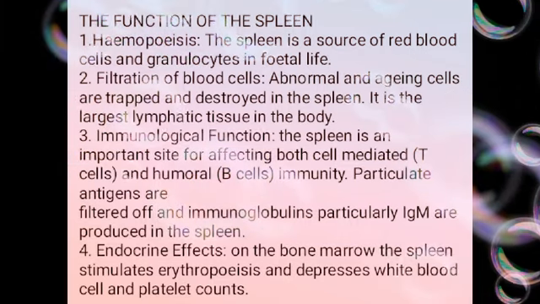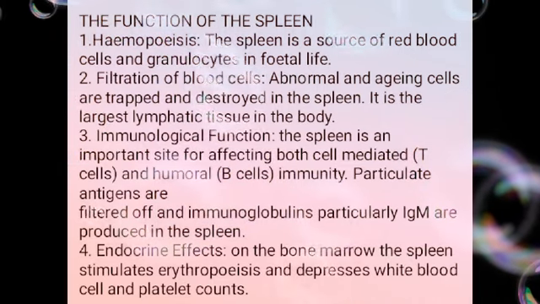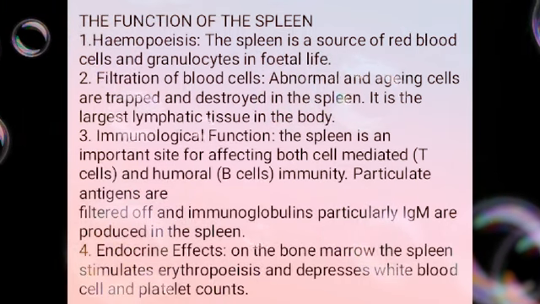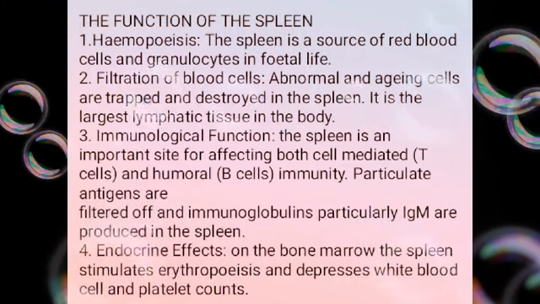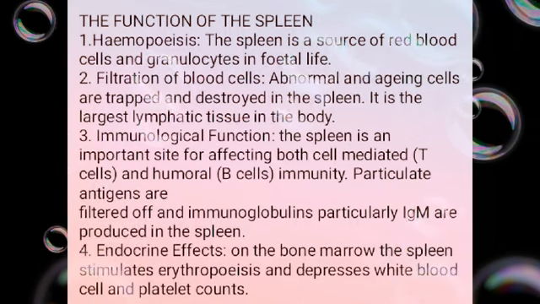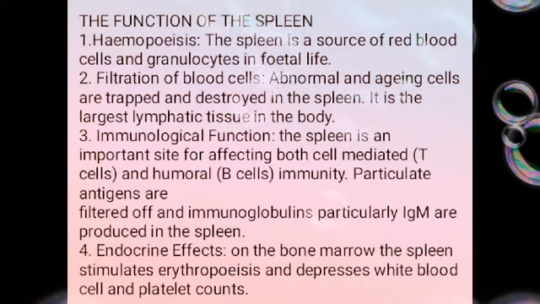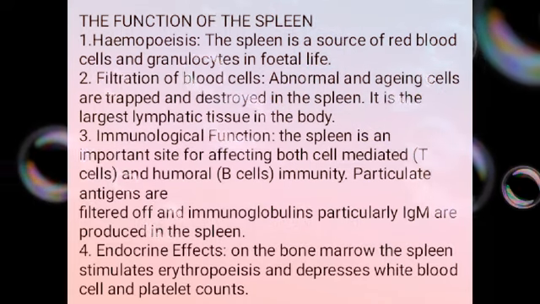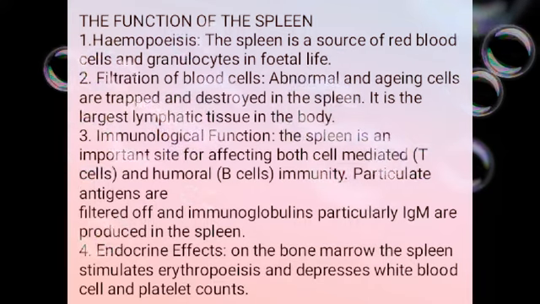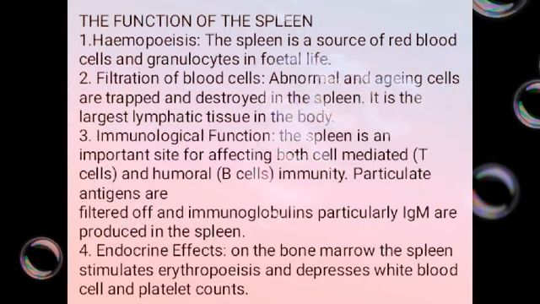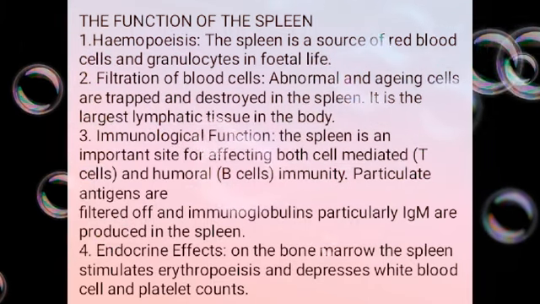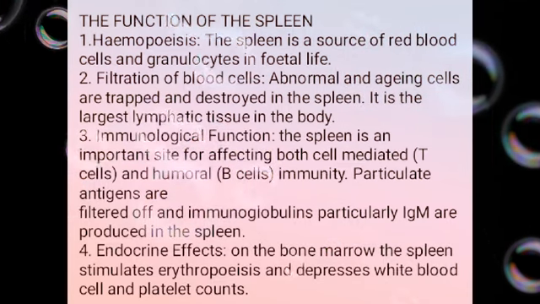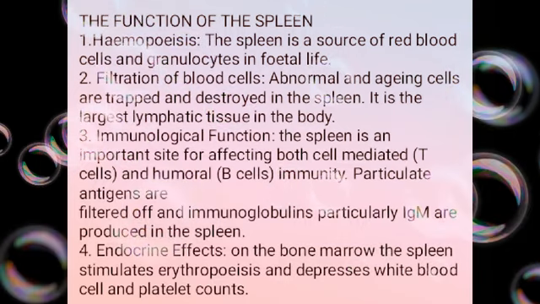And also, thirdly, the spleen has immunological functions, in the sense that it is an important site for affecting both cell-mediated T cells and B cells, which are your humoral immunity. In this case, we're just talking about the immune system. They work in the immune system in the sense that they induce the mechanism of T cells and B cells, which are the lymphocytes that are essential in fighting against foreign invaders.